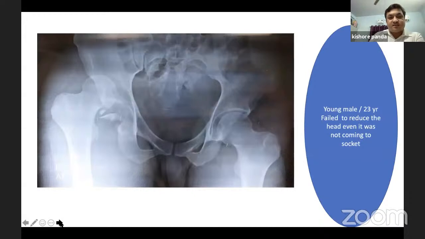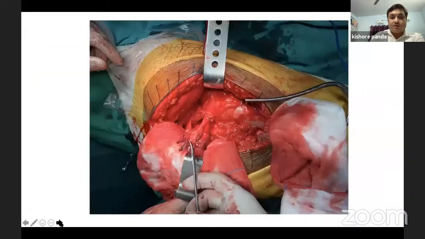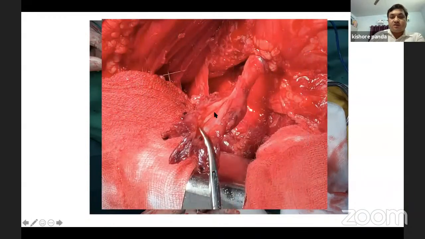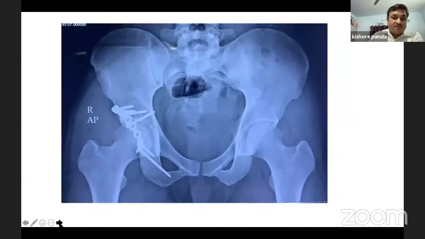Coming to the next case, this is also a classical posterior fracture with dislocation in a young male. We failed to reduce it in the emergency room. When we opened, we saw a torn piriformis from its attachment, which was obstructing the reduction and seating of the ball into the socket. So we fixed it in this fashion.